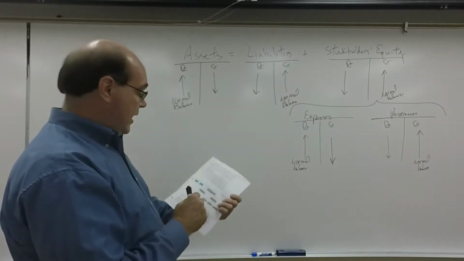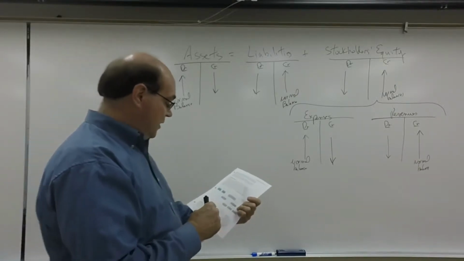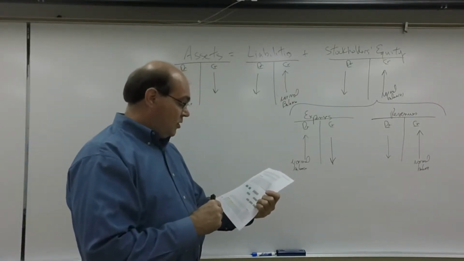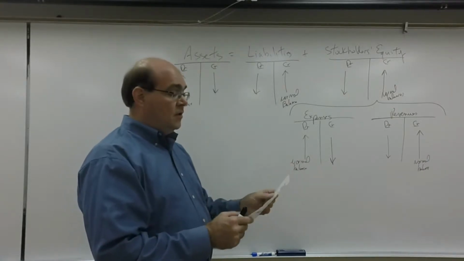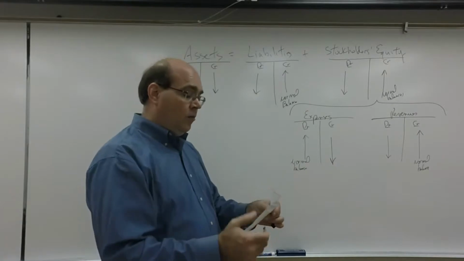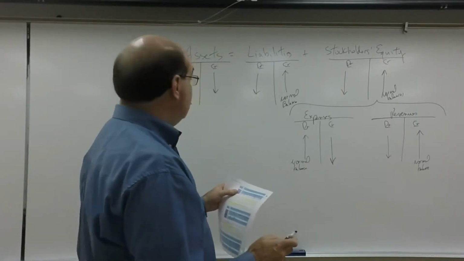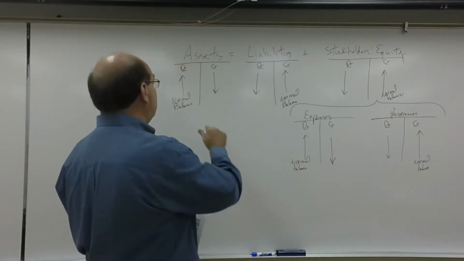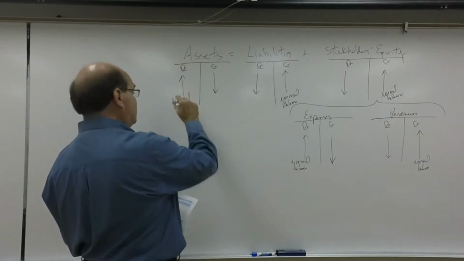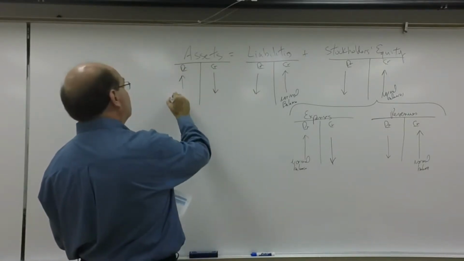So let's take a look at the first one. Okay, that's on page 15. That's where you had a $15,000 investment in the business in exchange for $15,000 in cash. So you read through that and you say, okay, well, what accounts went up and what accounts changed? Well, the first one that went up is cash. Cash is an asset. So I'm going to make a $15,000 entry right here.